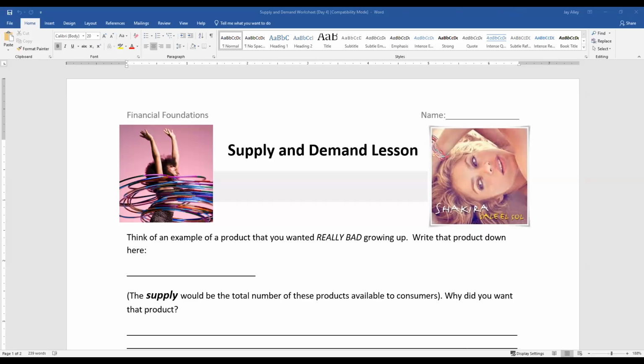Okay, can everybody see this now? Supply and demand lesson? No, probably not. Yes, I was. Good, good. All right, there we go.